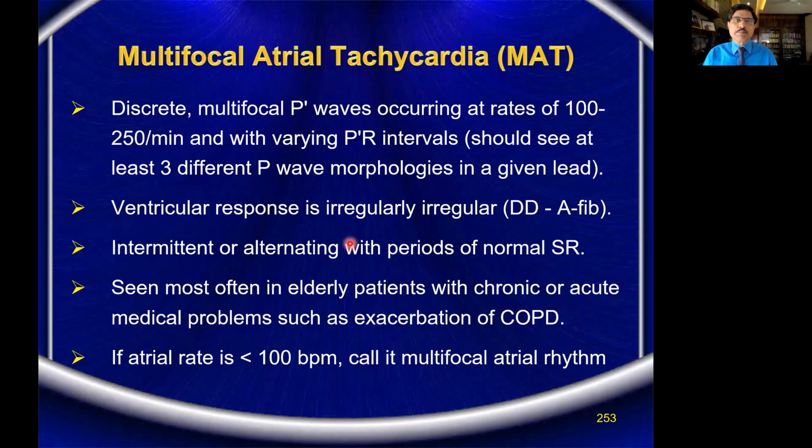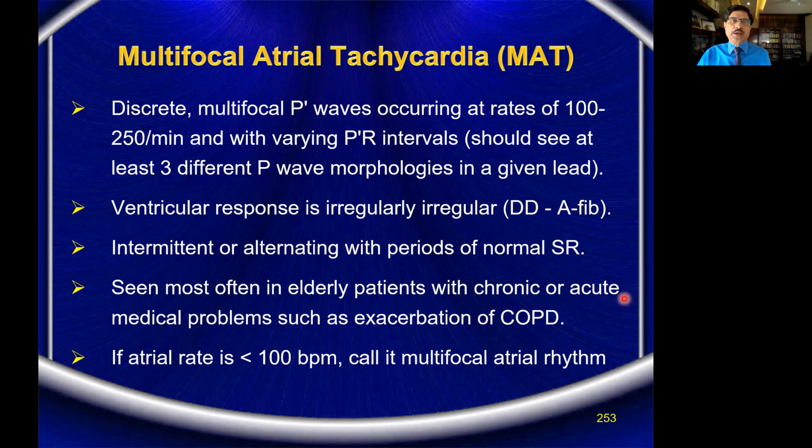Now let us look at multifocal atrial tachycardia. This is called MAT. The same thing as the earlier one, but the problem here is multiple foci from the atria, mostly due to ischemia or due to COPD and pulmonary hypertension. The atria are hyperexcitable, particularly the right atrium, and that results in multifocal atrial tachycardia.